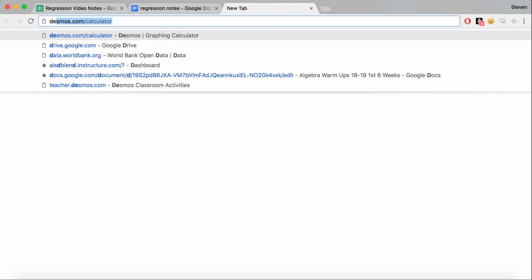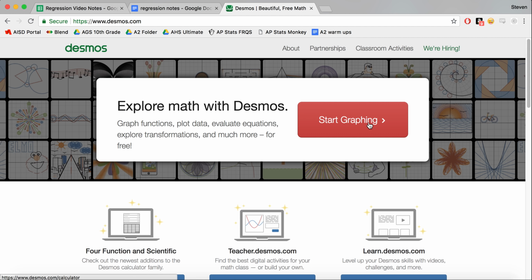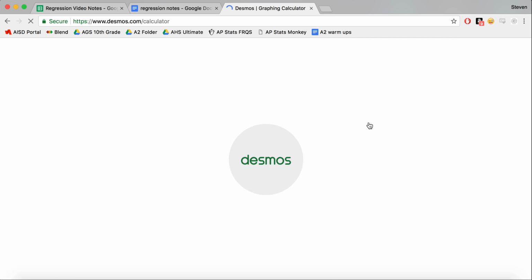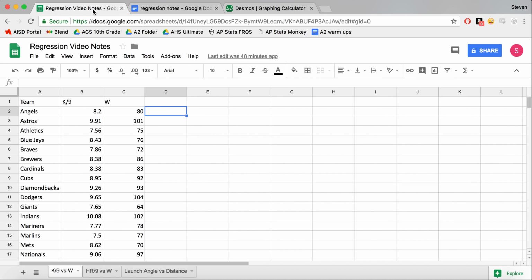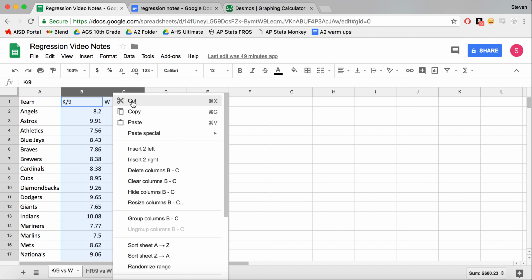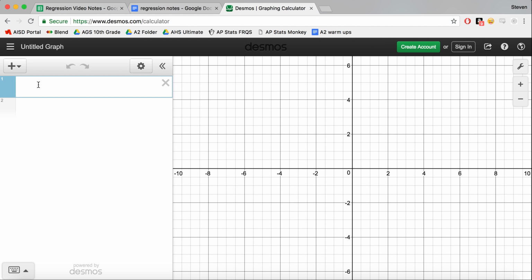So we're going to go to Desmos. And then we'll just click Start Graphing. So this is not like a teacher activity. This is just the blank Desmos calculator. And one of the great things about Desmos is that if you copy and paste a table of data, so I'm just going to highlight these two columns, and then copy.